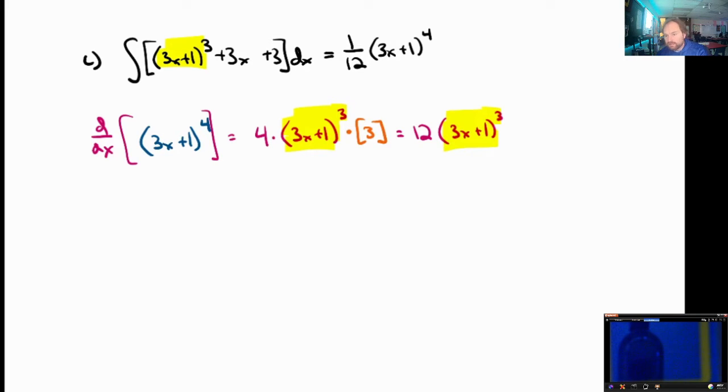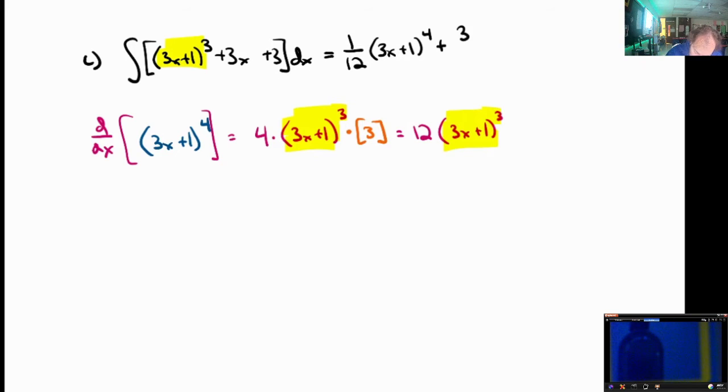And then when the 3 comes out from the chain rule, that will divide by 3 and become 1, and we'll be left with just the 3x plus 1 to the third power. So we're thinking about how we want that 12 to cancel out, setting a trap. The other parts are not so tough. We've dealt with these other ones before.